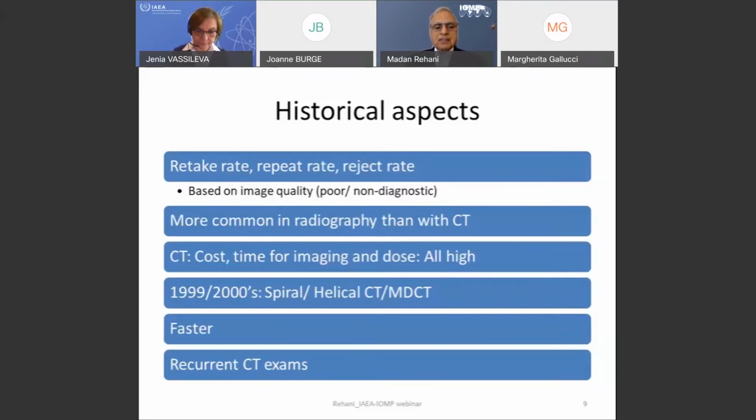So this is different from the concept of multiple imaging or retakes, which was from the point of view of quality, whereas recurrent imaging is for the same patient for diagnostic need.